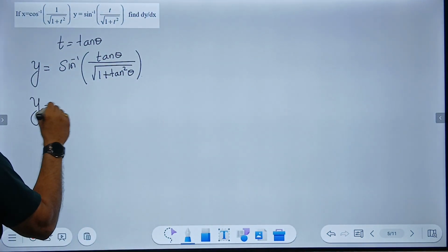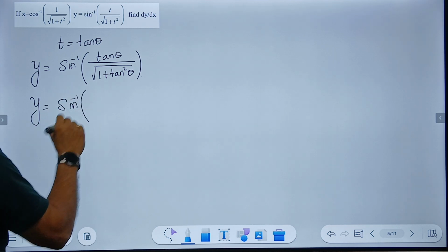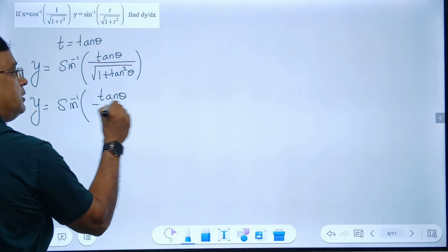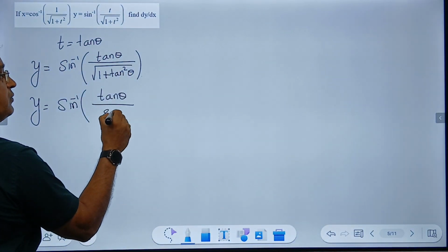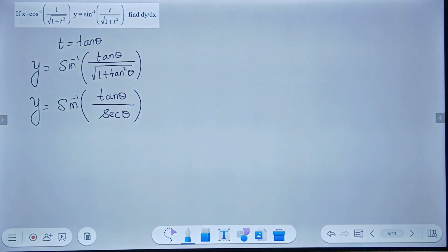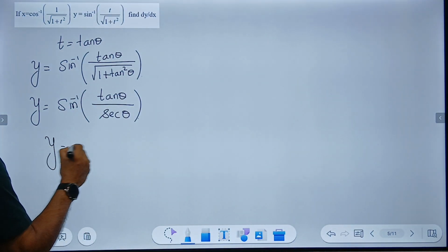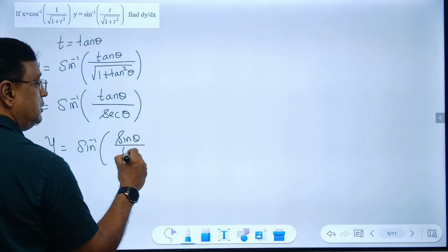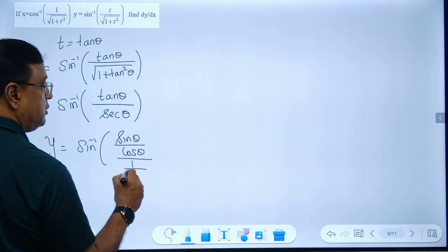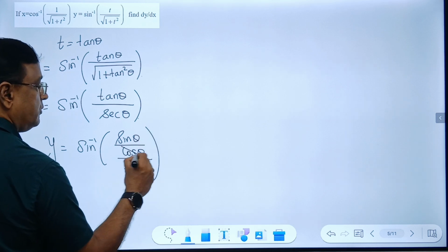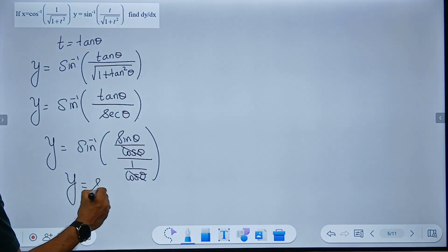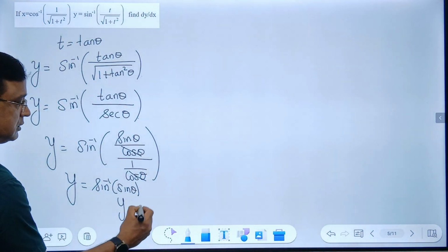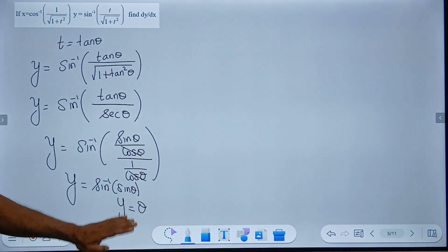which is y equal to sine inverse of tan theta. I will keep it as it is, and 1 plus tan square is secant square, root of secant square is secant theta. Now convert everything to sine and cos. So I get sine inverse of sine theta by cos theta, and secant is 1 by cos theta. So the cos and cos cancels. So I get sine inverse of sine theta, which is nothing but theta. I'll differentiate a little later, let it be there.